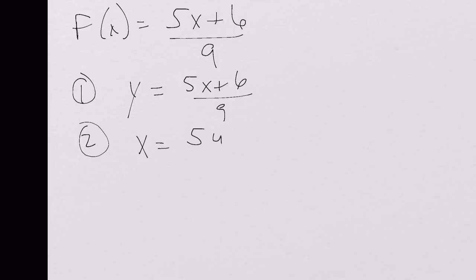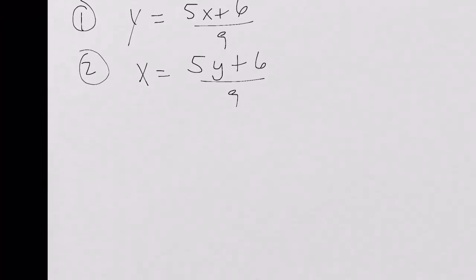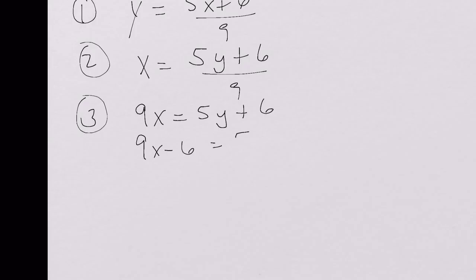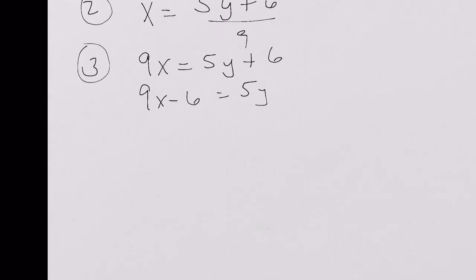So we would write it as x equals (5y plus 6) over 9. The next step would be to solve for y. So I will multiply both sides by 9. Then I will subtract my 6. And then lastly I will divide by 5.